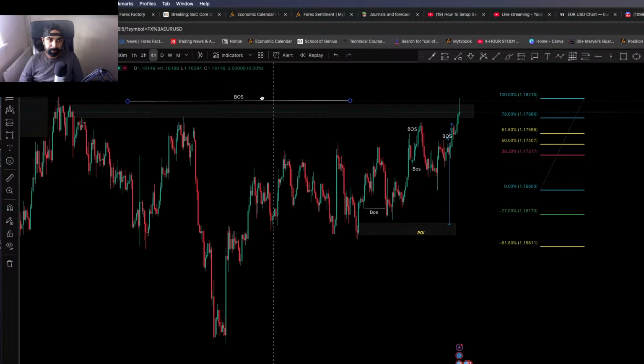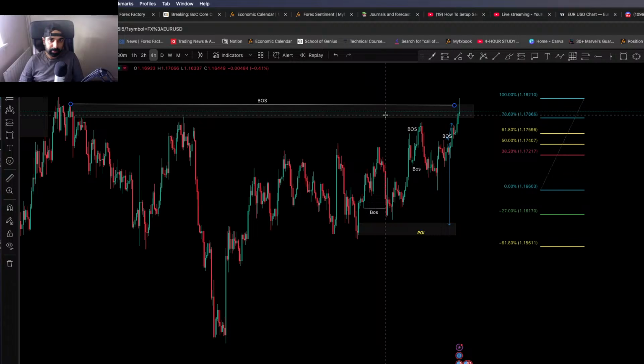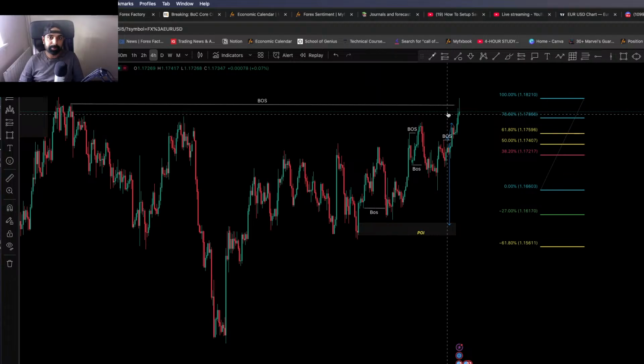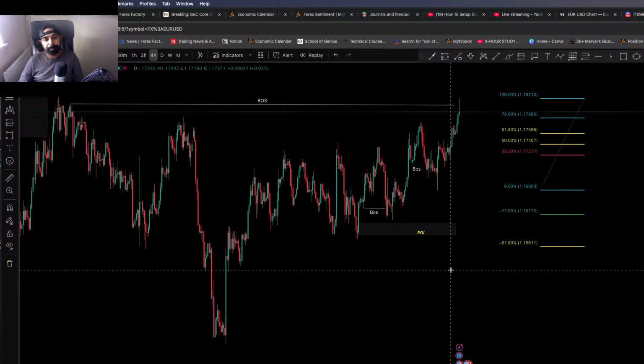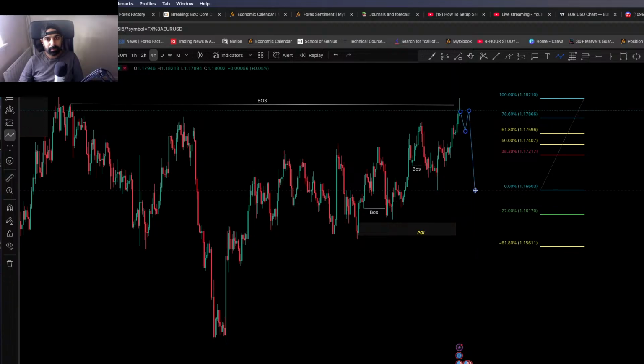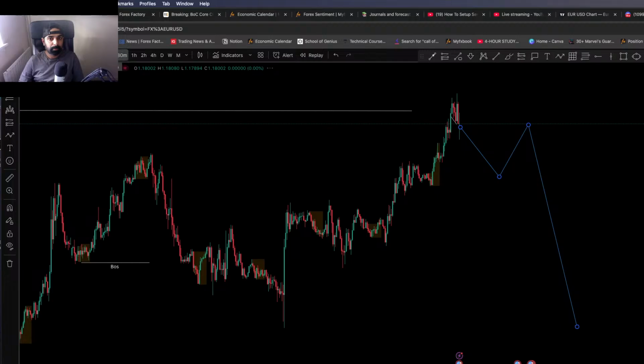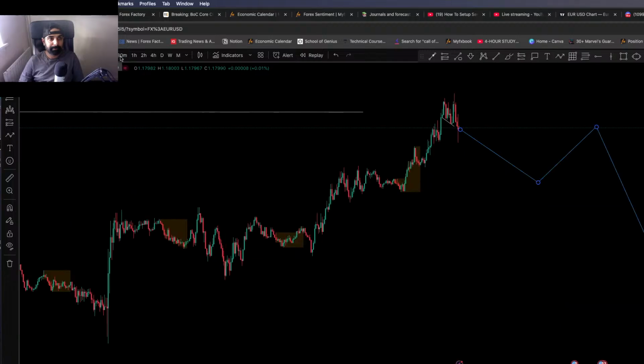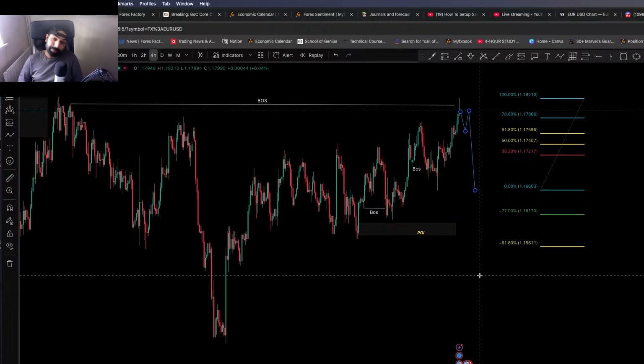Get rid of that one. It's not really an order block, but some of the charts, if they're a bit cluttered, let's get rid of them. Patience. You have to wait.